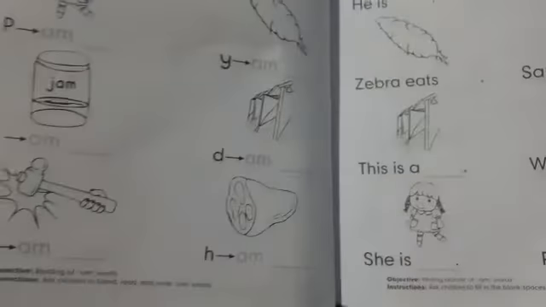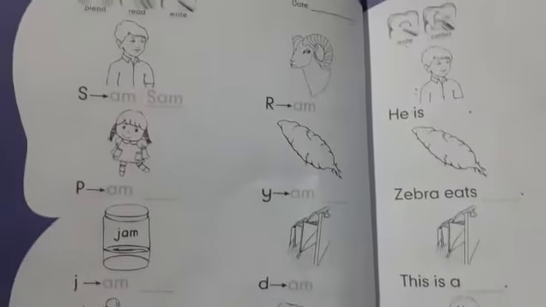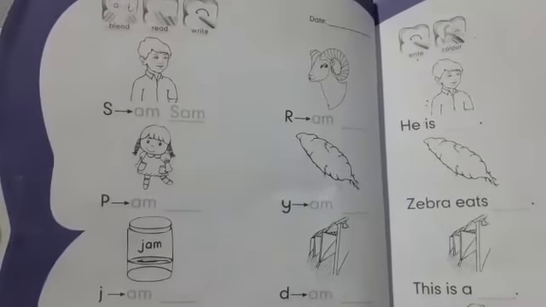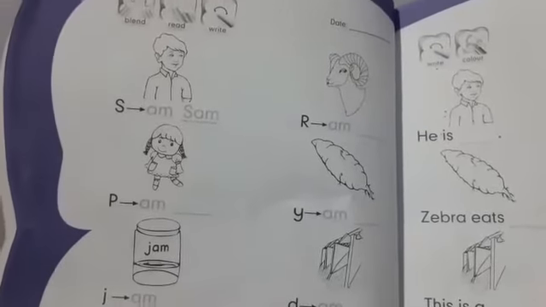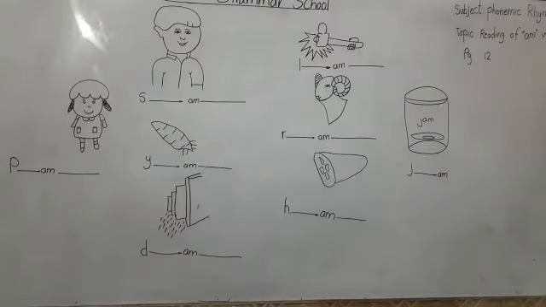12. Look at this. This is page number 12 and the topic is reading of M words. Reading of M words. Okay? Now children, first we will blend.